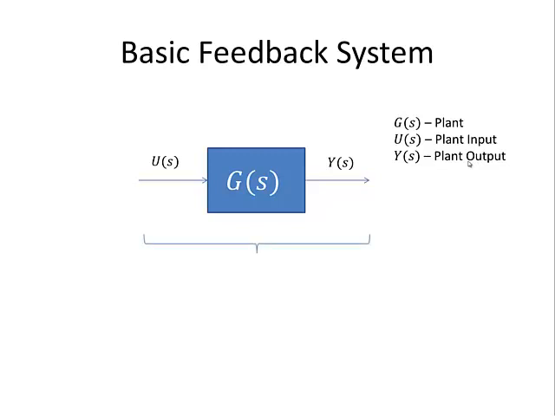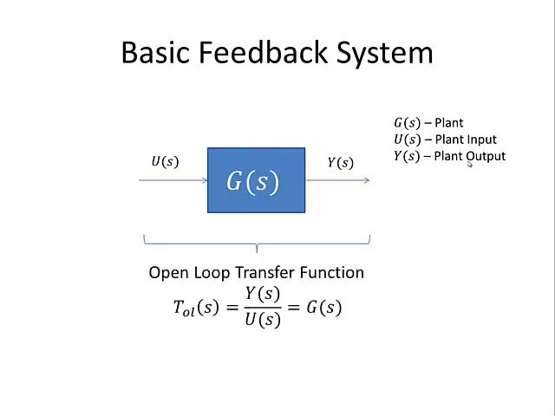When we look at the transfer function from the inputs to the outputs, then we can write down that the open loop transfer function TOL of s is y of s over u of s, which we defined as being g of s. And remember, the transfer function for a system is the impulse response of the system and then take the Laplace transform of that.